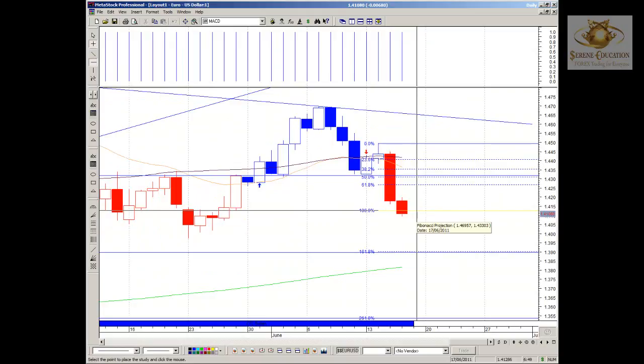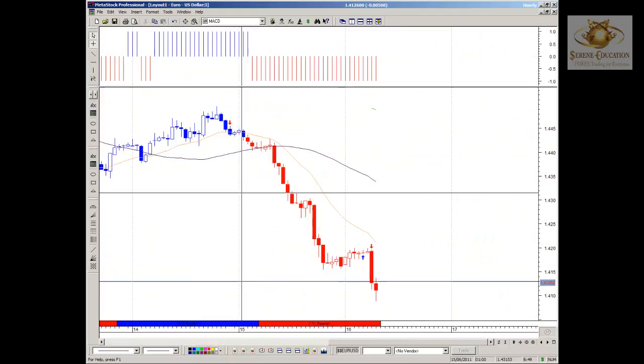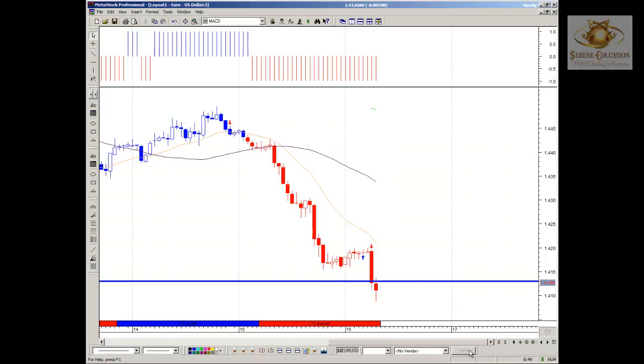So just make a mention of that, 14.1286. Let's get that penciled in. 14.1286. There we go. So that is the 100% move of the initial start.